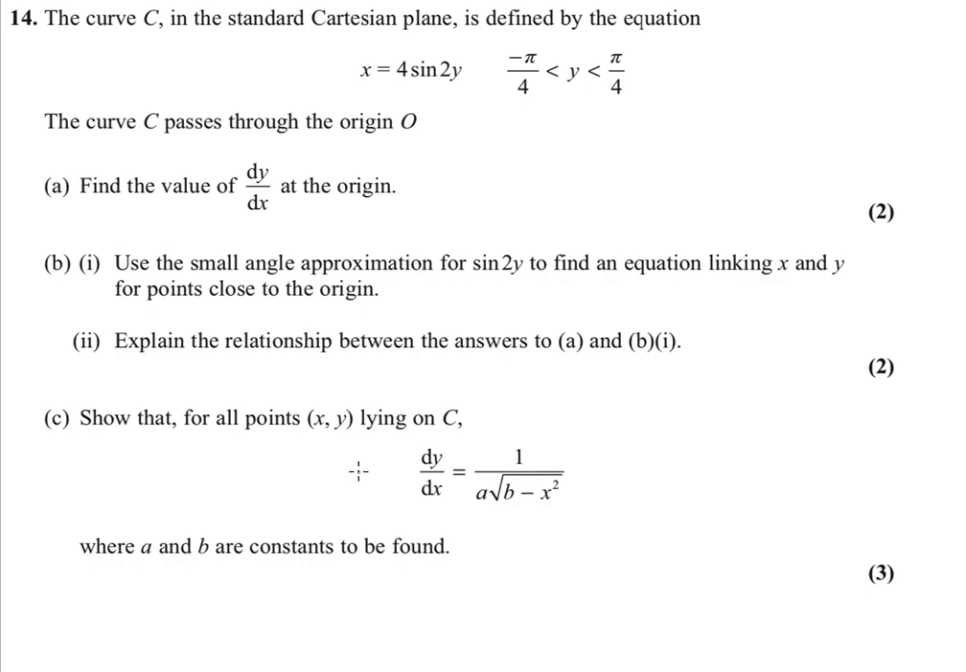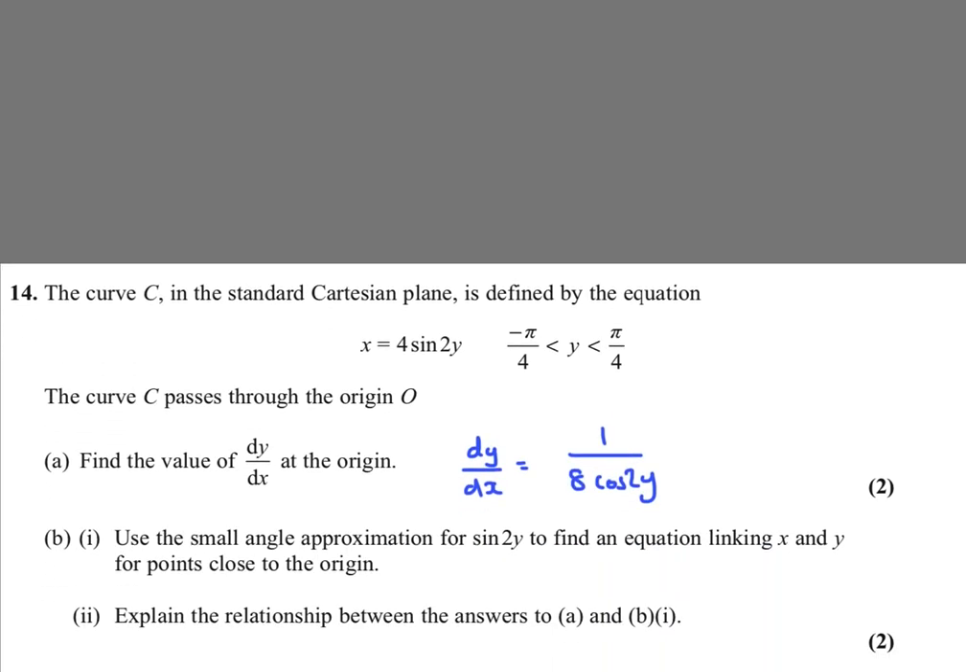And finally, part C then asks us to find dy by dx again, but notice that this is in terms of x. We've got it in terms of y. We've got that dy by dx is equal to 1 over 8 cos 2y, and this is in terms of x. So essentially we need to make y the subject of this so that we can, well, we need to swap x for y basically, don't we? So how do we do that? Well, we know that x is equal to 4 sine 2y.